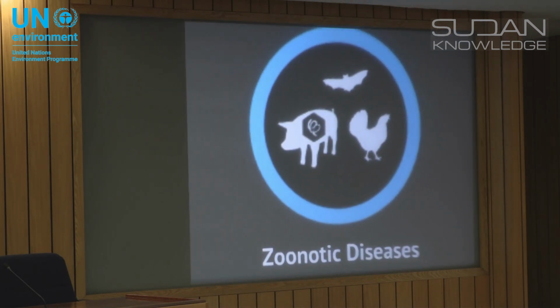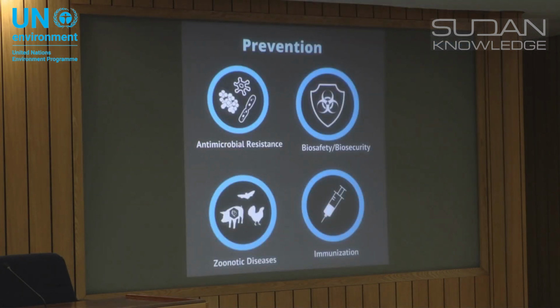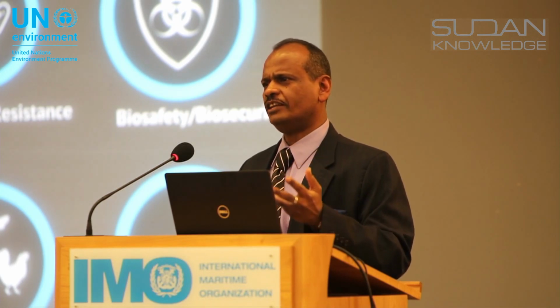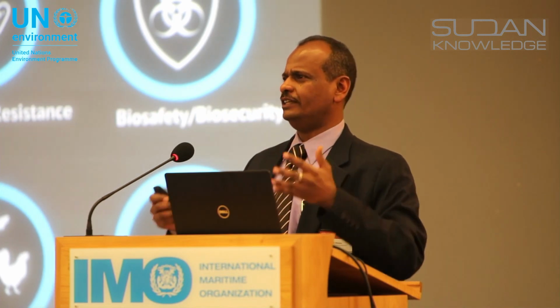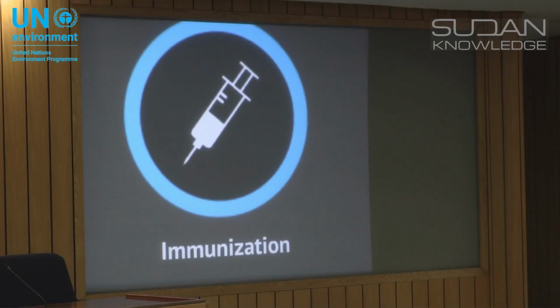Zoonotic diseases, also, we have to pay attention: 75% of most infectious diseases, like Ebola and avian flu, are transmitted from animals to humans. In Sudan, we have a very big animal population, and we really need to start paying attention to this area. Somebody mentioned earlier in one of these presentations that where there are animals and people, they drink from the same well most of the time. I think somebody mentioned that yesterday. I can't remember who, but it's very true. We are really very exposed to this. Then biosafety, biosecurity, and immunization.